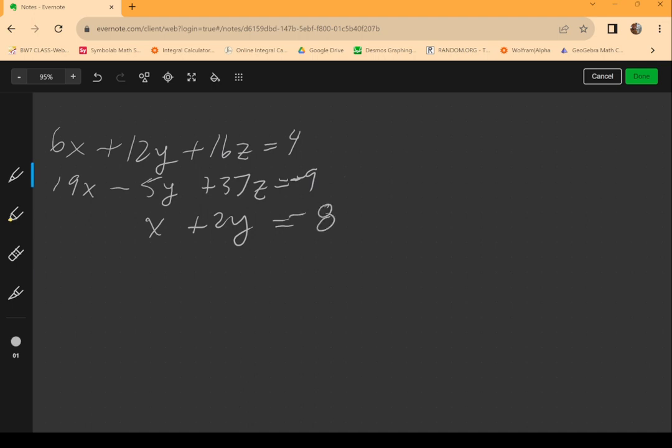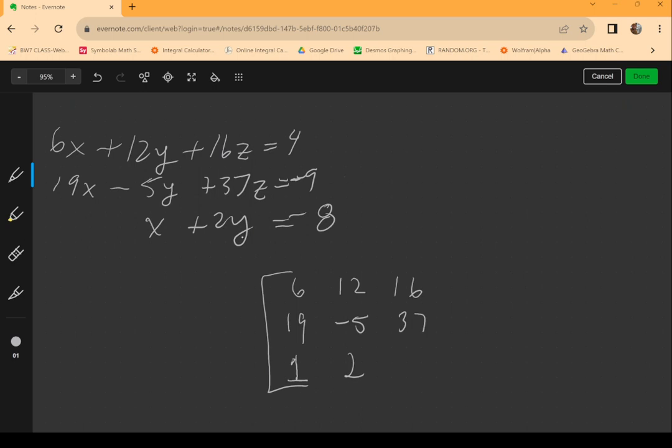Okay, so again, I want to take this system and write it as an augmented matrix. The first column is going to be saved for the coefficients of my x variable. So I'll have 6, 19. Be careful here, it's written like this, and we're missing a variable here. So here we have an x, so that would be 1. For the y, we'll have 12, negative 5, and then here we'll have 2. And then the z coefficients: 16, 37.